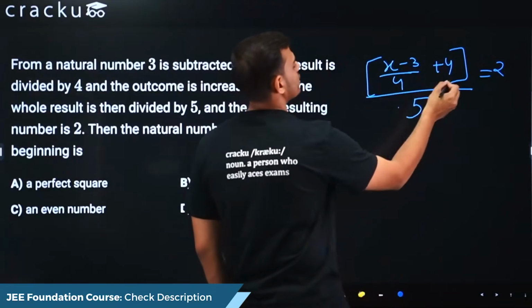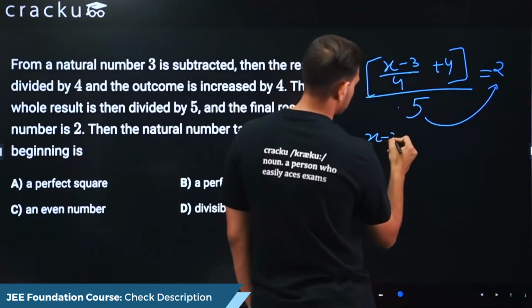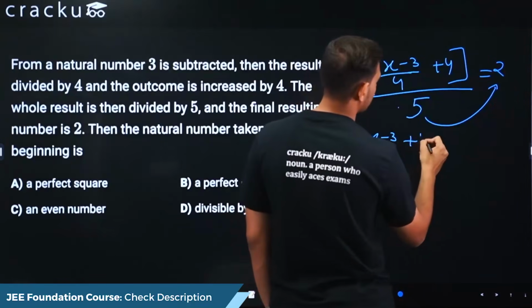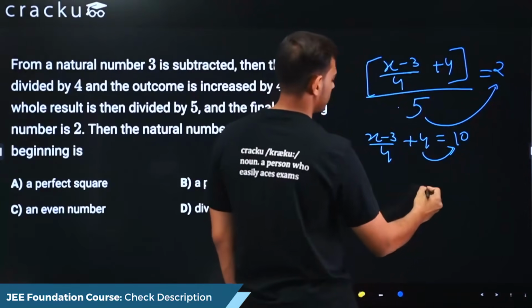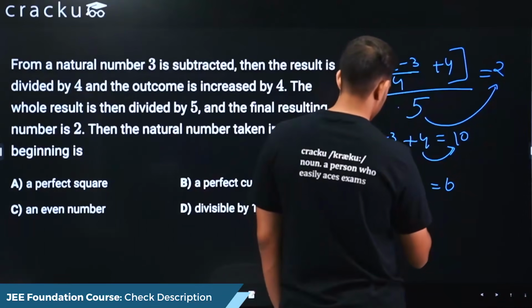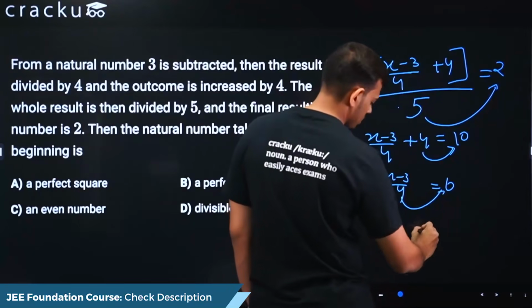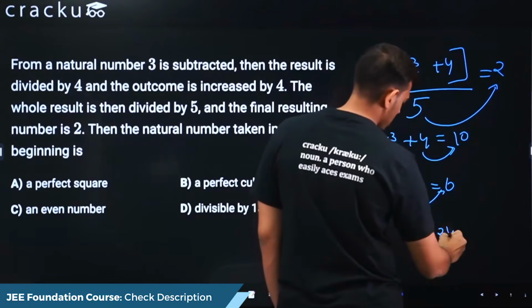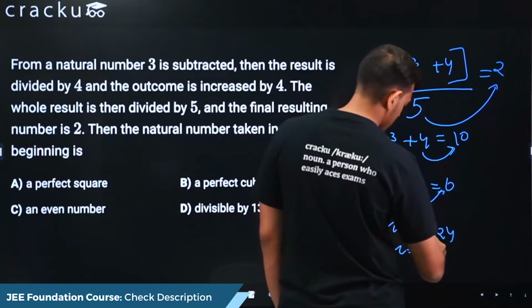Numerator by denominator is 2. I'll just cross multiply it. The denominator will go there. I'll get (x minus 3) by 4 plus 4, the numerator, equals 5 times 2, which is 10. 4 will get subtracted here. This will be 6. (x minus 3) by 4 equals 6. This 4 will go there. It will be 4 into 6, 24. It will be x minus 3 equals 24. x will be 24 plus 3, which is 27.